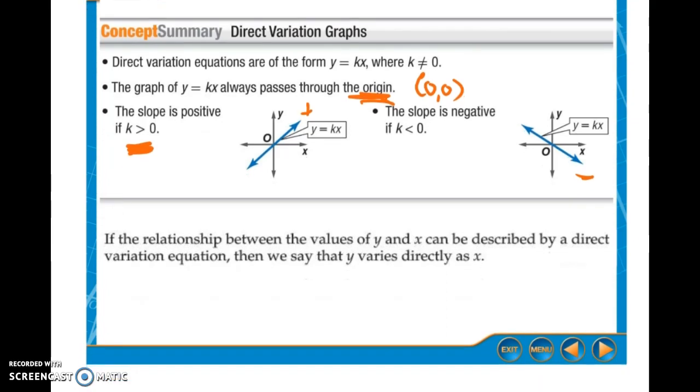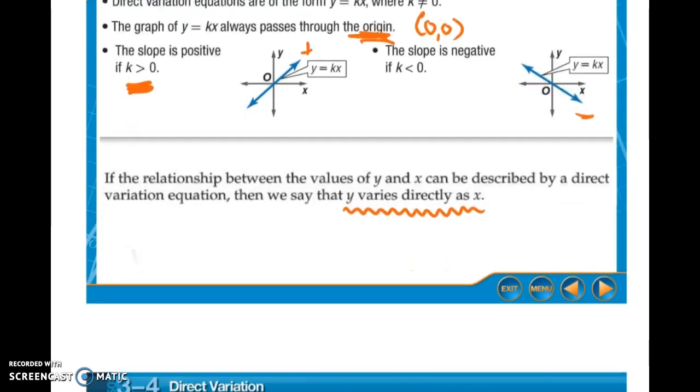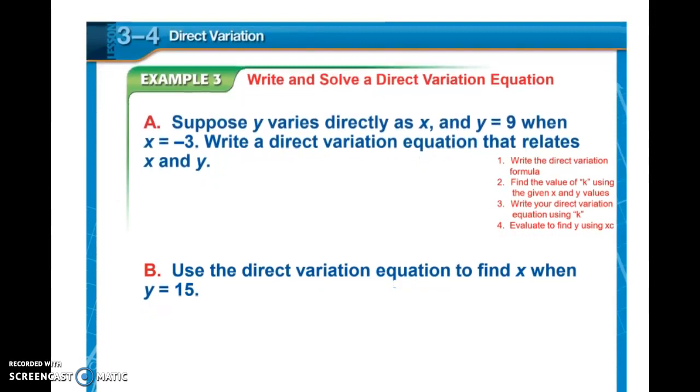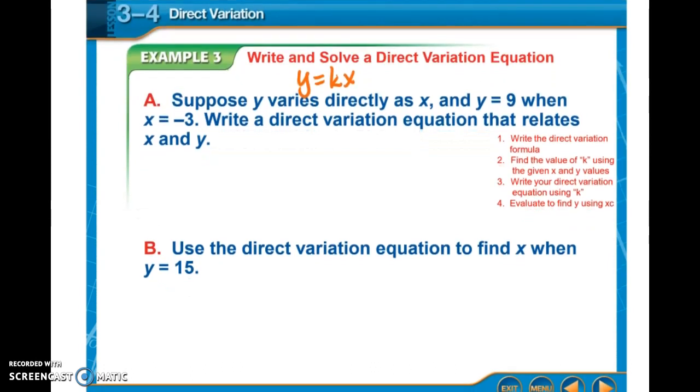If the relationship can be described as a direct variation, then we also use this phrase, y varies directly as x. So the next problem is just direct variation, and we're going to use that phrase. It says, suppose y varies directly as x. So right now you should think y equals kx. And y equals 9 when x equals negative 3.